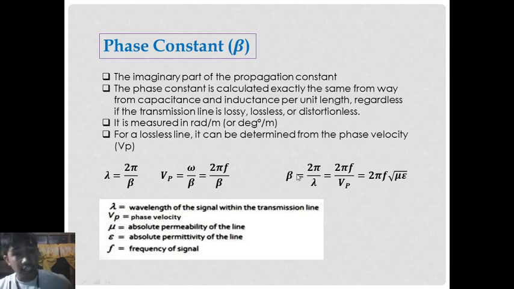Now, the phase constant, if you rearrange this, can be calculated as 2 pi over the wavelength, or, if you rearrange this, 2 pi f over the phase velocity, I'm sorry. Or simply 2 pi f multiplied by the square root of the absolute permeability and the absolute permittivity.